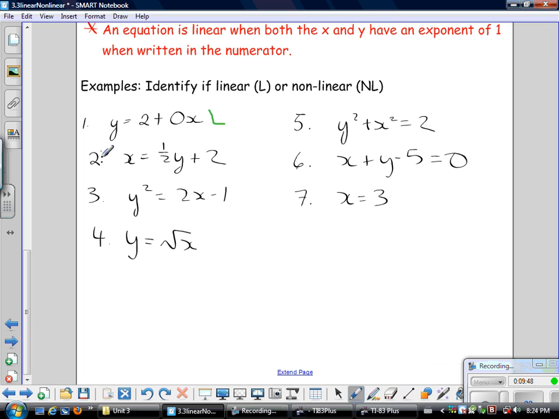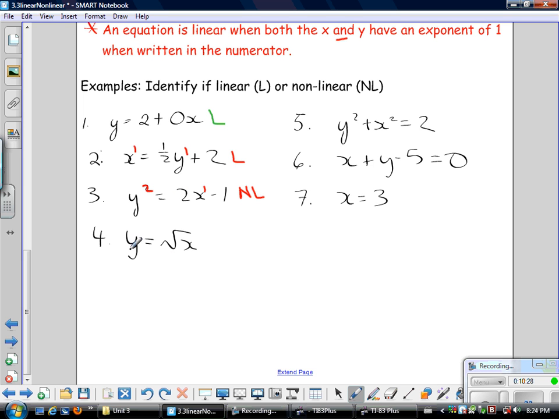And let's look at the next one, number 2. If we examine it also with our magic pen, x is to the power of 1 and y is to the power of 1. So I'm actually going to put that with something that will permanently stay there. So this one also is linear. If we look at number 3, we have y squared and we have x to the power of 1. So if I go back up to our statement, an equation is linear when both the x and y have an exponent of 1. So here it's nonlinear because y has a squared.